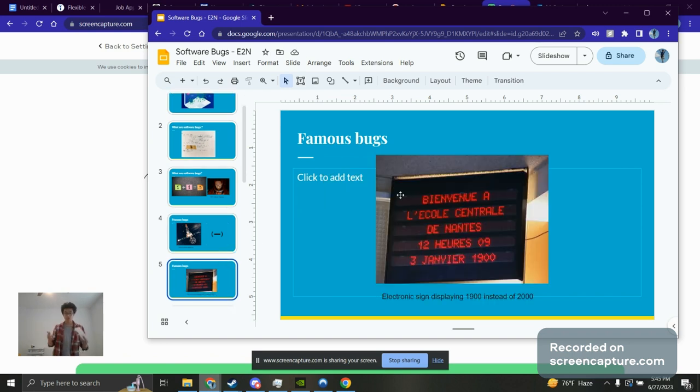A second and more famous bug you have probably heard of before is the Y2K bug. This bug incorrectly displayed the year as 1900 instead of 2000, like you see in the sign here. A US committee report in 1998 found that if this bug was not fixed, it would have cost the US 400 to 600 billion dollars.